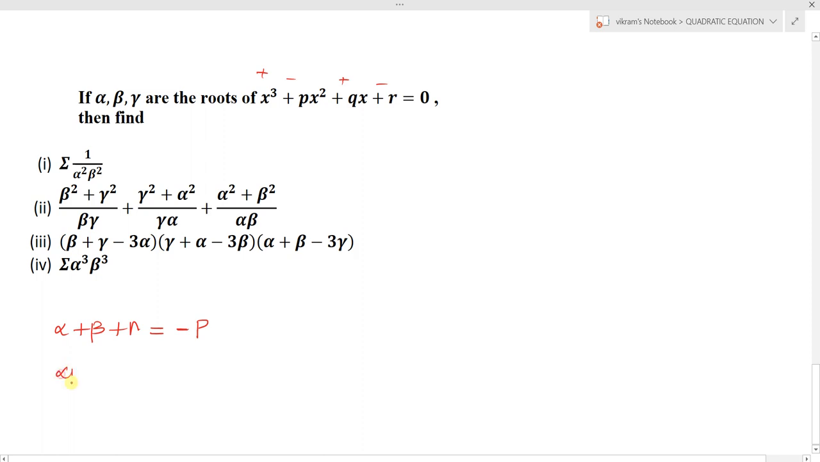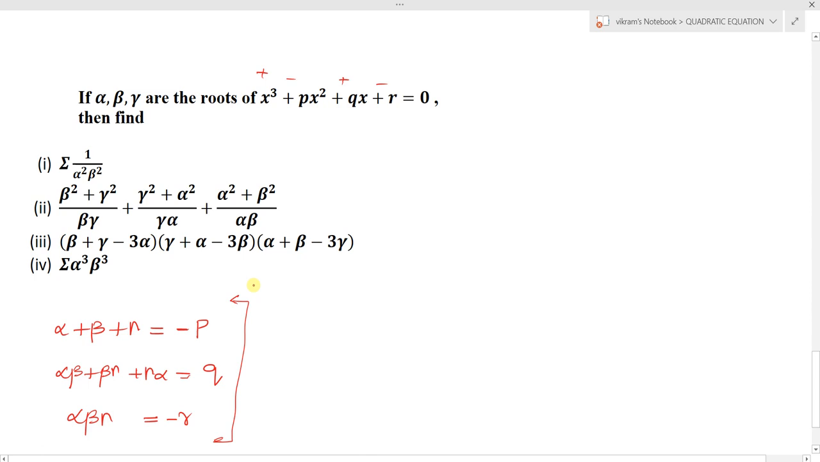Then the next: the sum of the products of the roots two at a time, alpha beta plus beta gamma plus gamma alpha, equals plus q, it is q only. Then the product of the roots, alpha beta gamma, equals minus of plus r, that means it is minus r. So these are the 3 important results for us.